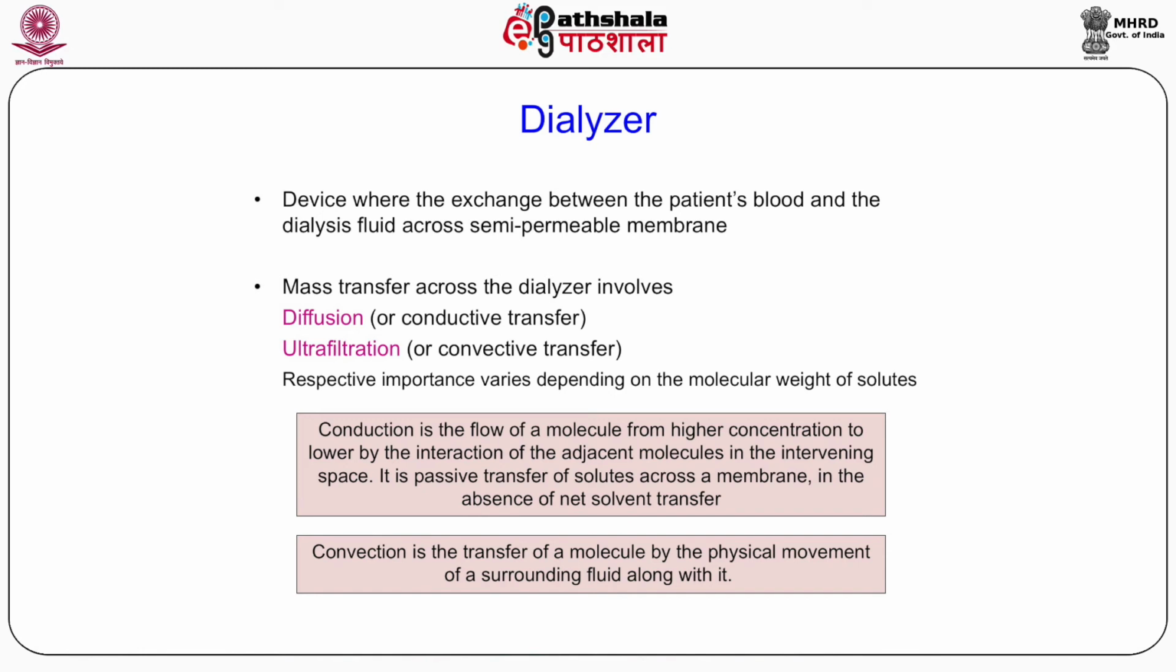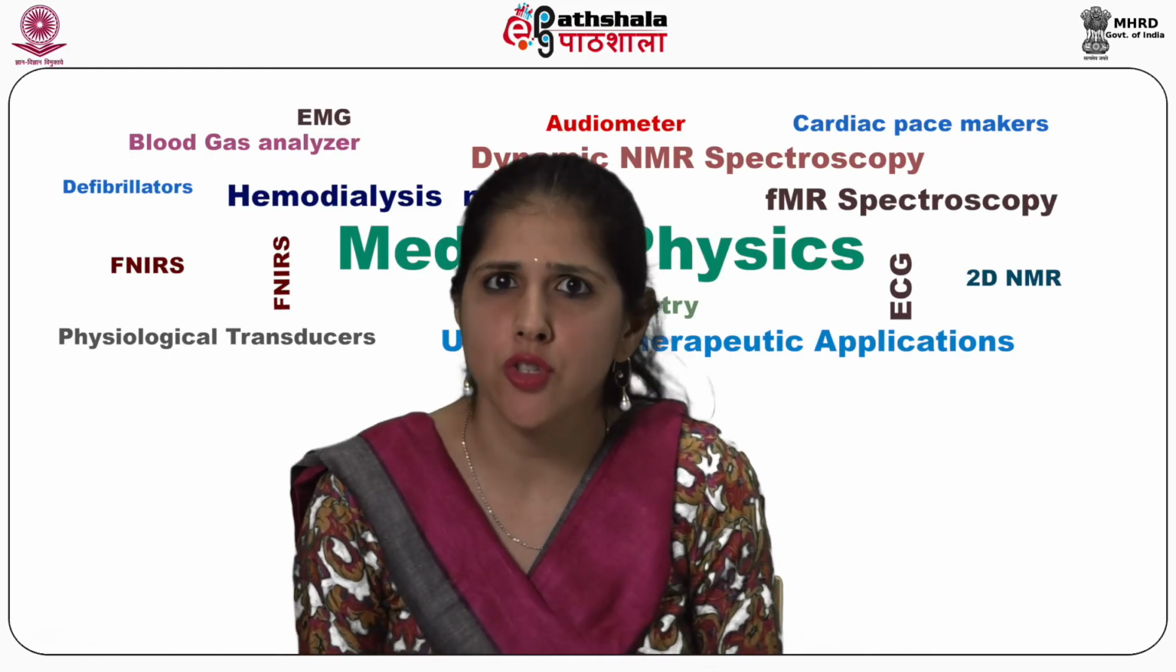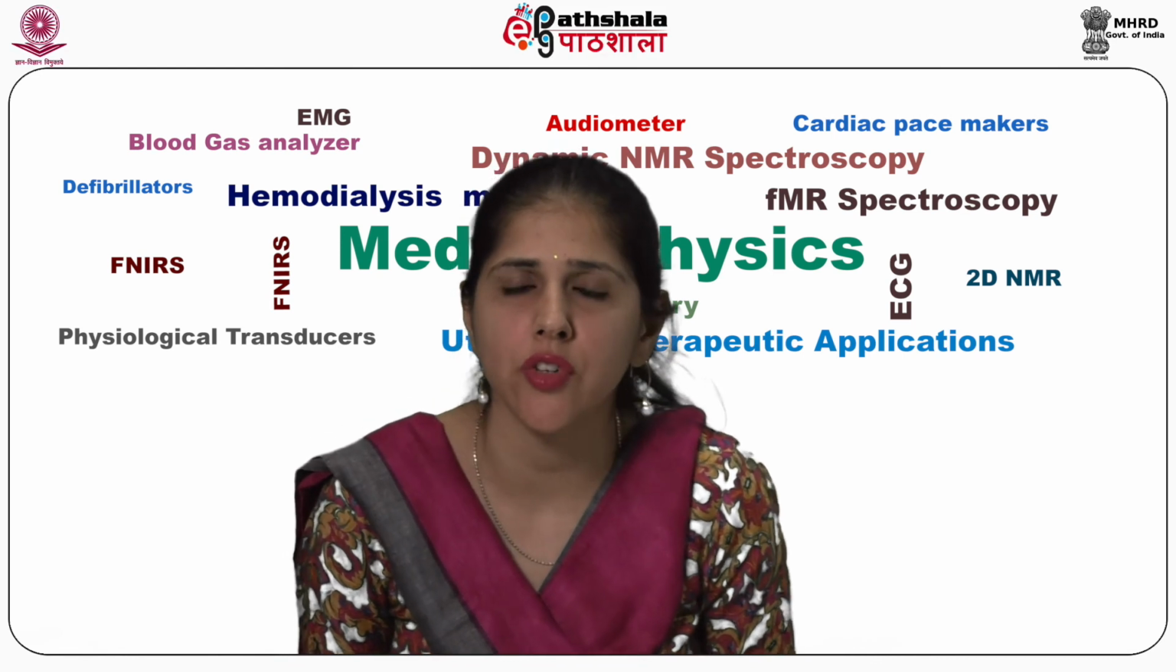Now the dialysis process would involve the physical processes that we just discussed, the process of diffusion and the process of ultrafiltration. Diffusion is known as a conductive transfer, while ultrafiltration is known as a convective transfer. So what exactly is conduction and what exactly is convection? Conduction principally involves exchange, but it does not have any net solvent movement across, while convection involves net solvent movement across the membrane. So the principal difference between the two processes is the solvent movement which is present in the process of convection.